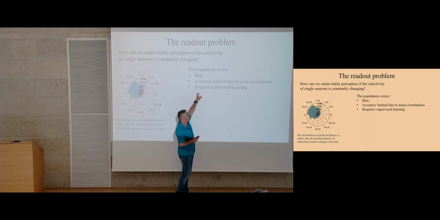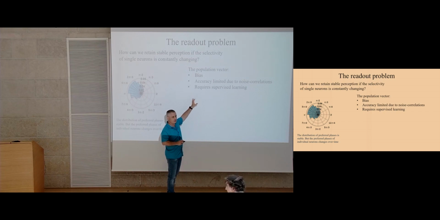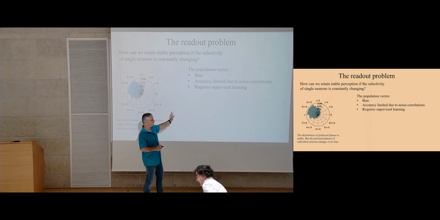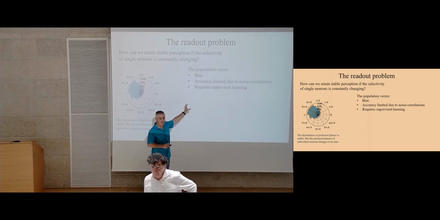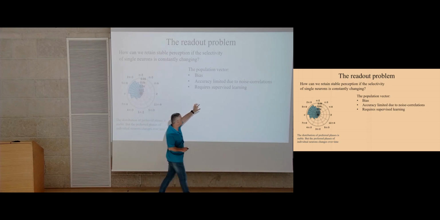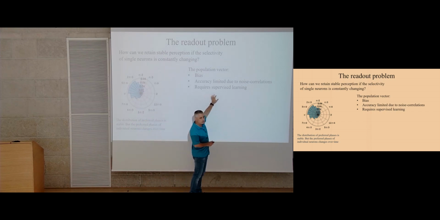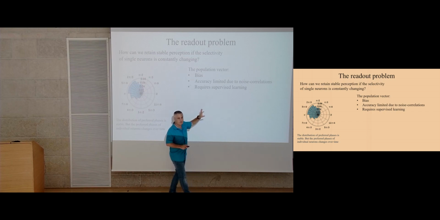Anyway, this choice requires some measure of fine-tuning because we need to follow the preferred phases of each and every node. So we need to be able to read them out, and we have to drift after them as well. So we might have a different level. We need to assume some sort of continuous tuning to this readout.